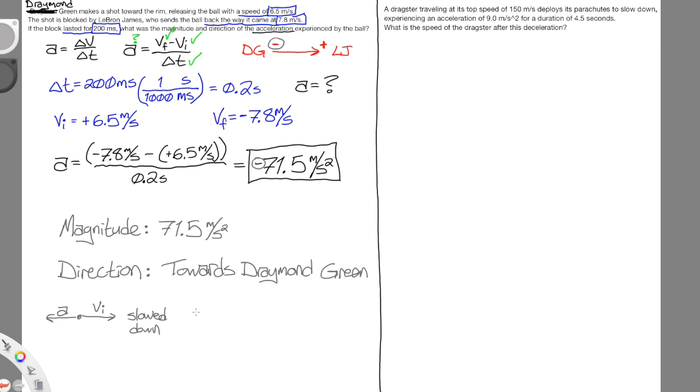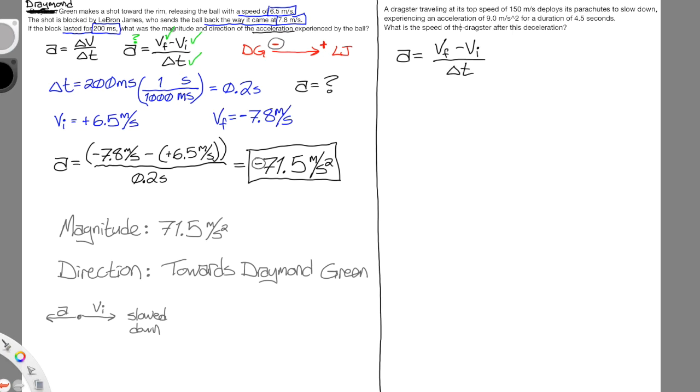Now let's go over and look at the problem on the right. A dragster traveling at its top speed of 150 meters per second deploys its parachutes to slow down, experiencing an acceleration of 9.0 meters per second squared for a duration of 4.5 seconds. What is the speed of the dragster after this deceleration? Again, we'll start with an equation. Even though the acceleration was given to you and isn't the unknown, this is still an acceleration problem. We just have a different unknown now, but we can use the same equation.